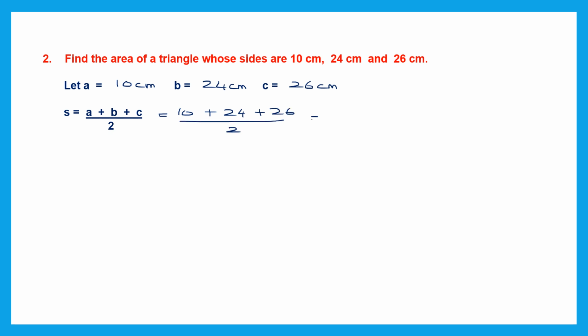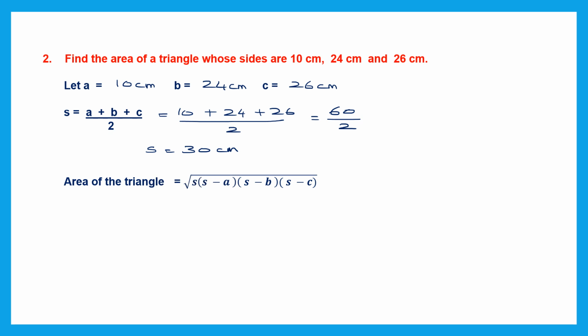So let's add all this up and see what we get. This is equal to 60. So when you divide 60 by 2, what do we get? We get 30. So the semi-perimeter is 30 centimeters. Now we can use the Heron's formula to find the area of the triangle. And this is the formula. So let's substitute the values here.